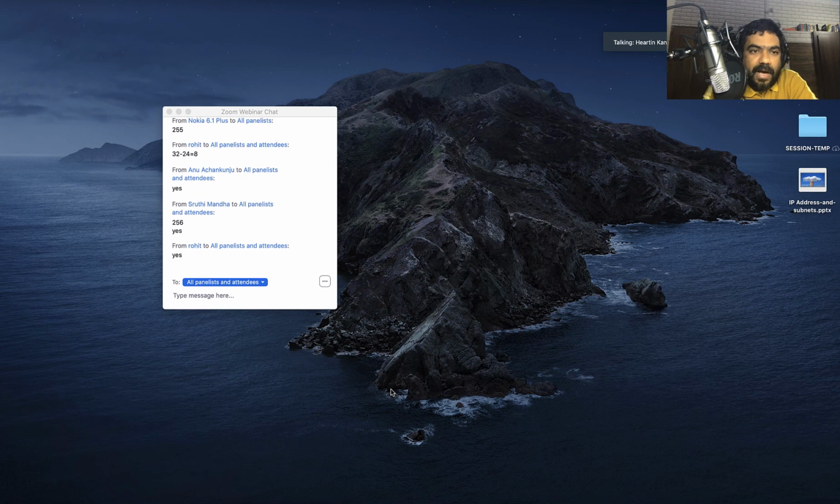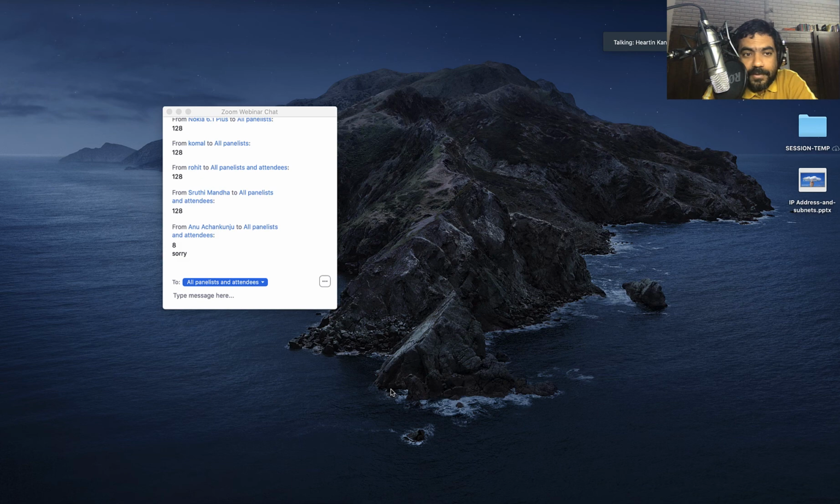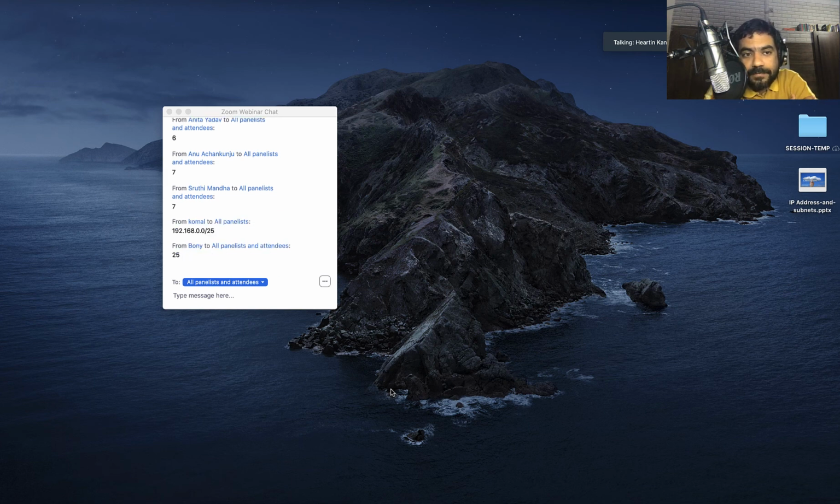Now what is half of 256? 128. 128 is 2 to the power of what? 256 is 2 to the power of 8, so 128 is 2 to the power of 7. So half is 128, right? If the HID bits is 7, since 2 to the power of 7 means HID bits is 7, how many bits will be there in the NID part or the routing prefix? Now all of you are mentioning 25. So it will be /25.